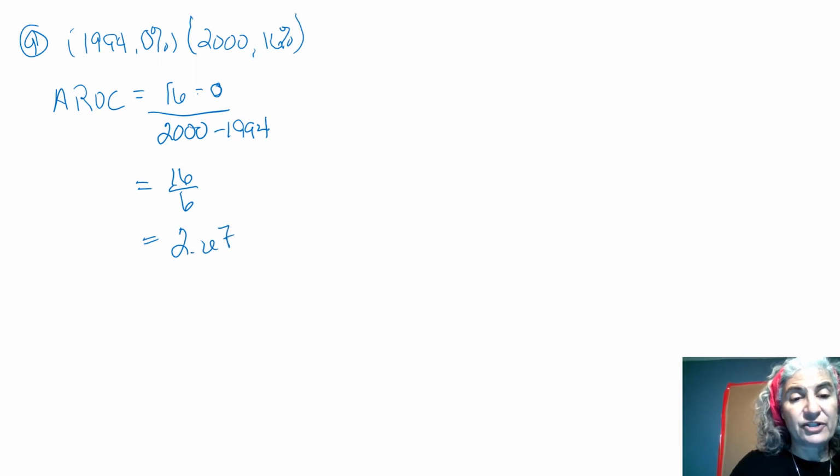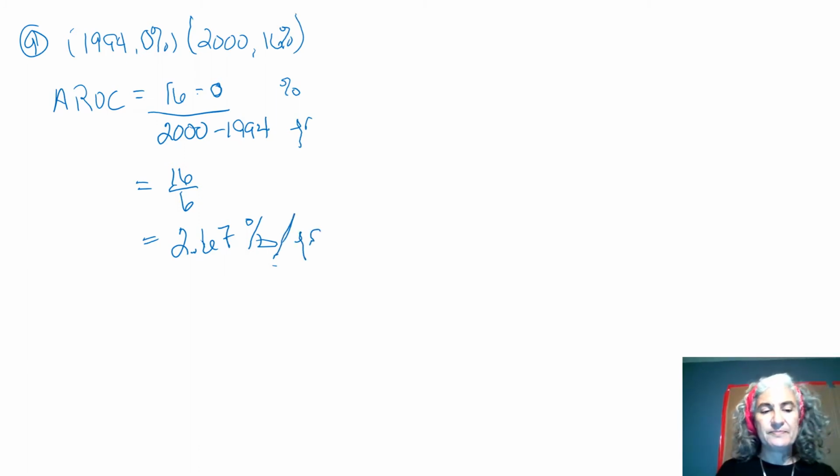Now, you need to make sure you understand the ending on it. The numerator was a percent. The denominator represented the years. So in this particular case, this is 2.67% per year. That was the increase. Good? Okay.